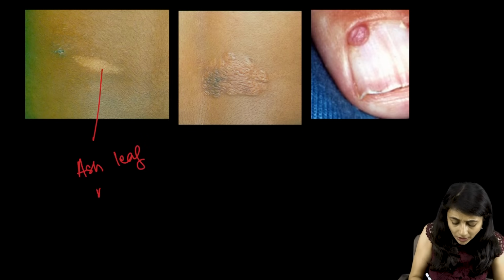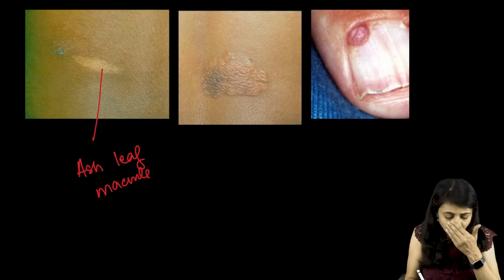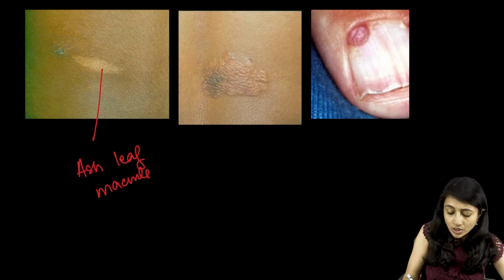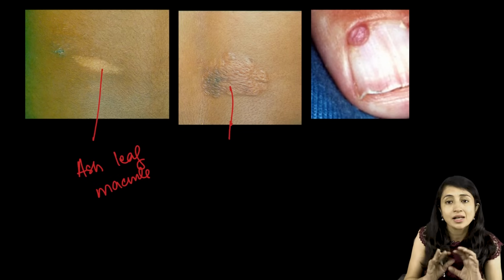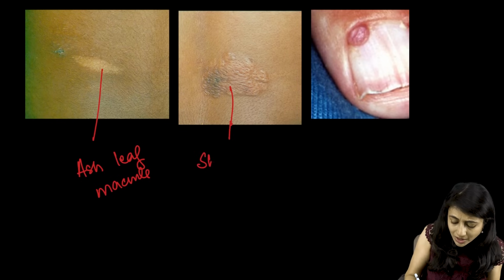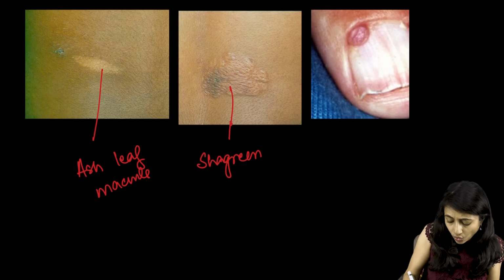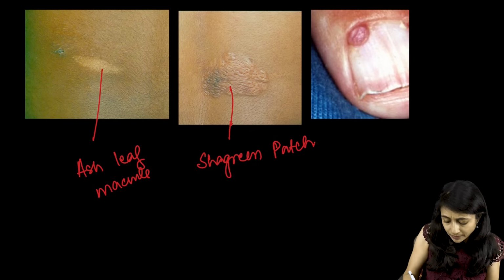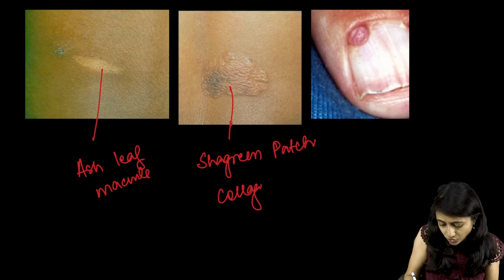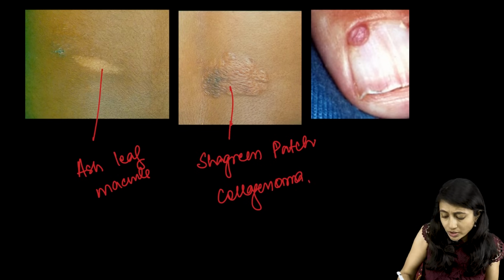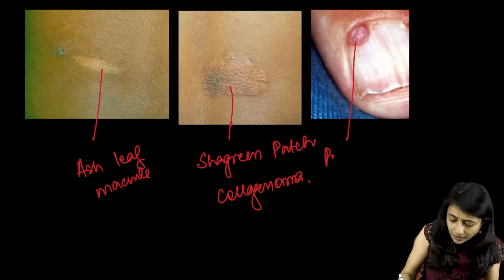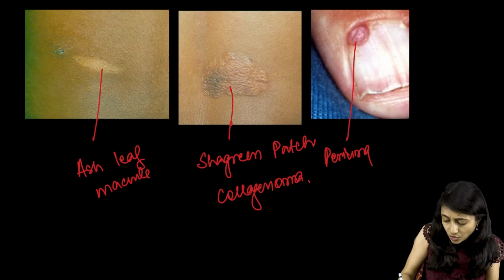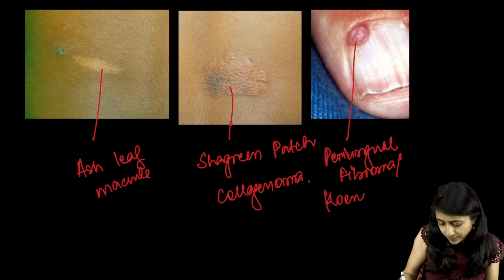This is a leaf-shaped hypopigmented lesion that is usually seen on trunk, or you can see something like this, a leathery patch on the trunk called as shagreen patch or collagenoma. Shagreen patch or collagenoma. What is this? These are periungual fibromas or Koenen's tumor. These are some important features.